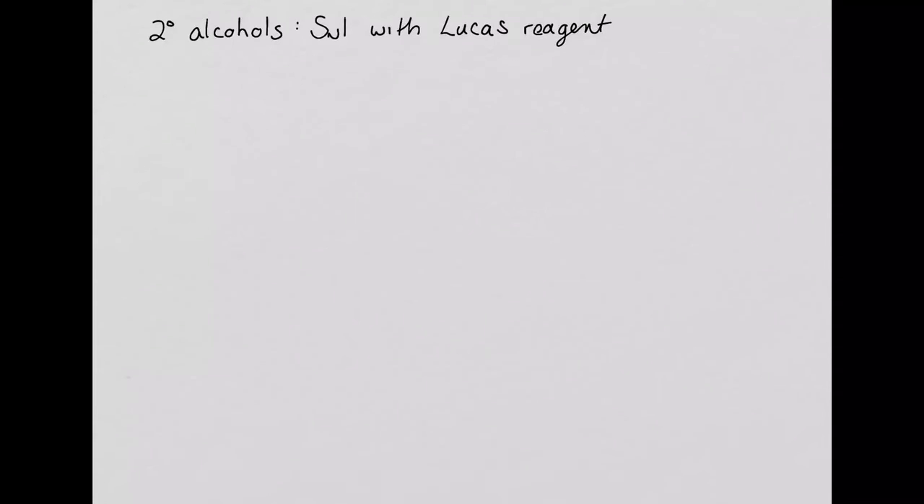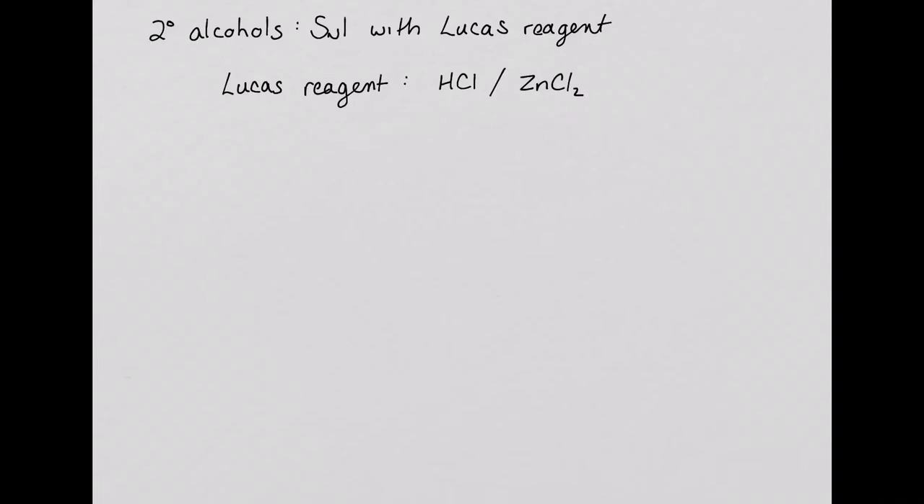The catalyst that is used is called the Lucas reagent. Lucas reagent is a mixture of hydrochloric acid and zinc chloride. Zinc chloride is a very strong Lewis acid that helps to speed up the reaction of secondary alcohols with HCl. Let's consider the reaction of this secondary alcohol with HCl and the Lucas reagent.